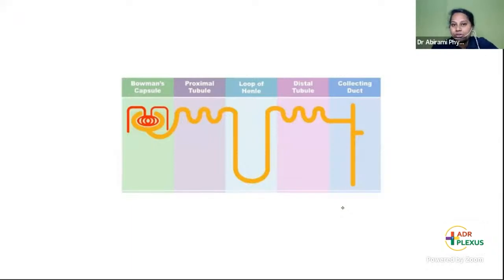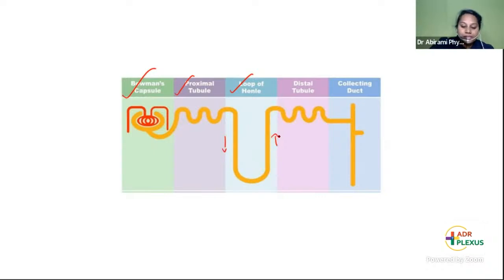As you know, the structure of the nephrons, which are the functional units of the kidneys: it has a cup-shaped glomerulus, which is covered by the Bowman's capsule, and then you have the tubule. What are the parts of the tubule? Look at this diagram. The glomerulus with Bowman's capsule, the first part of the tubule, the proximal convoluted tubule. Then it continues as the loop of Henle, which has a descending limb and an ascending limb.